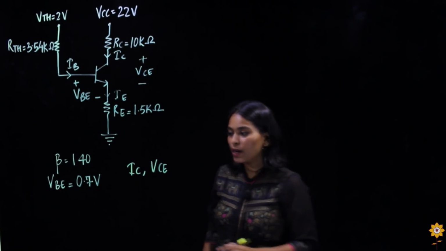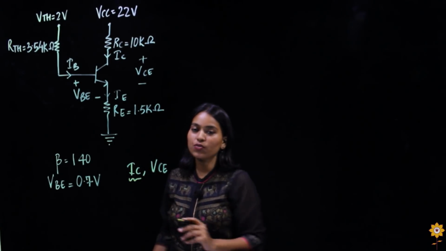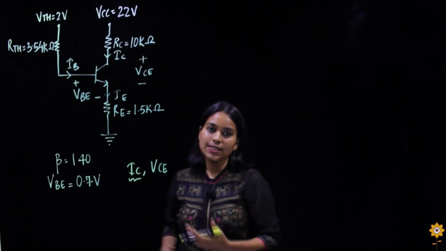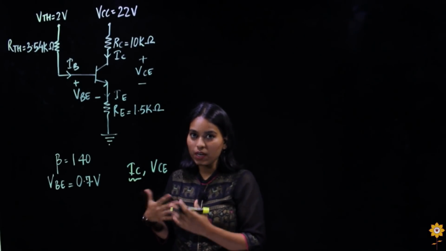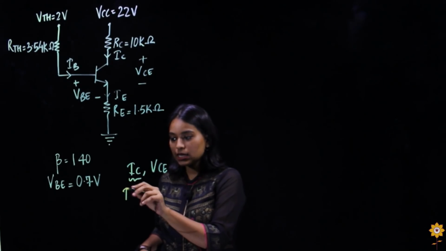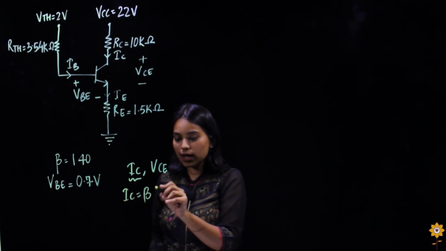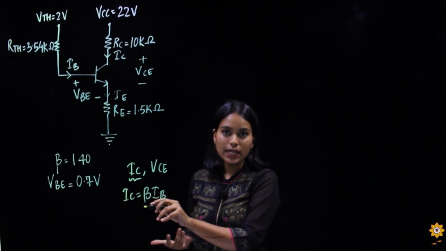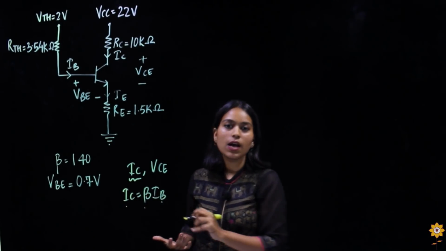But to find out IC, what we do is we find out IB first and then we get IC automatically because IC and IB are related. How? IC is equal to beta IB. So once we get the value of IB, we simply multiply it with beta and we get the value of IC.